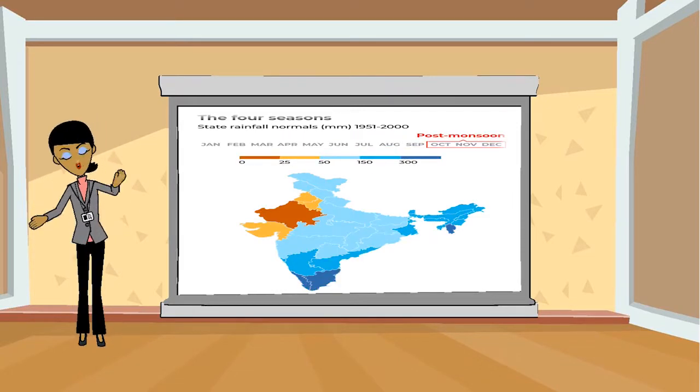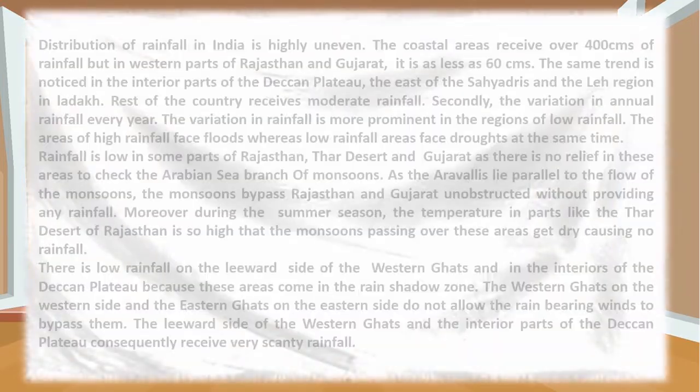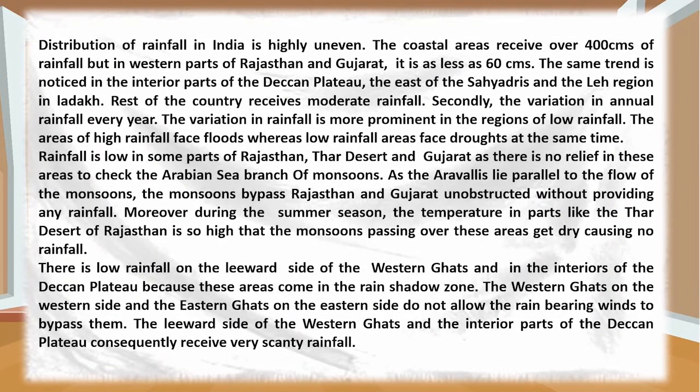Interior parts of Deccan Plateau and the leeward side of Western Ghats fall under the rain shadow zone. Rain shadow area is a zone that does not receive much rainfall, so these sides of the Ghats receive very less rainfall. Eastern side of the Eastern Ghats and western side of the Western Ghats block the rain-bearing clouds, resulting in rainfall. As a result, the other side receives very scarce amounts of rainfall.